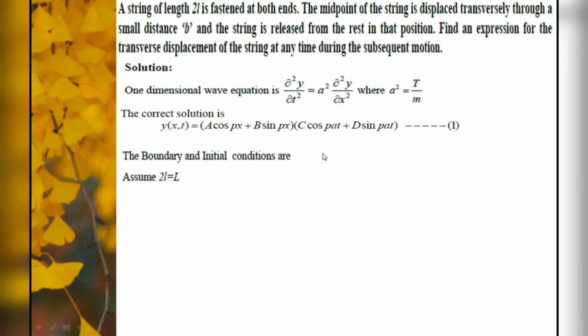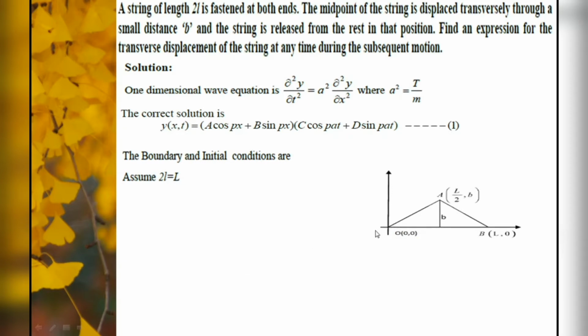So let us take the one-dimensional wave equation, which is given by dou squared y by dou t squared equal to a squared into dou squared y by dou x squared, where a squared is nothing but T by m, which is the tension by mass. Now the correct solution is given by y of x comma t equal to (A cos px plus B sin px) into (C cos pat plus D sin pat). Now we have to write the boundary conditions for this problem in order to find the values of these arbitrary constants. So let us take 2L as some capital L. This is for our convenience.